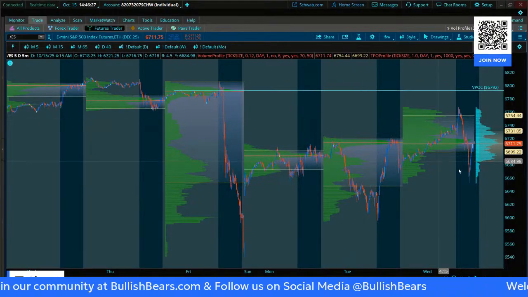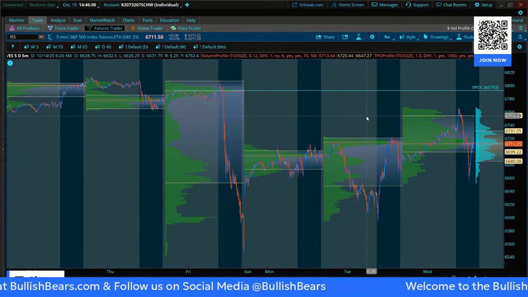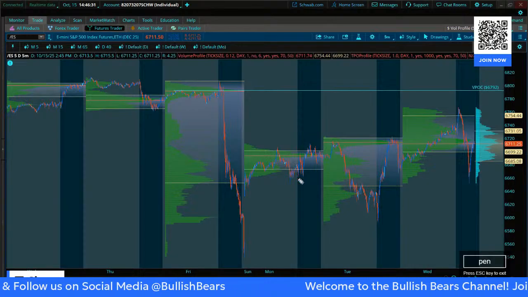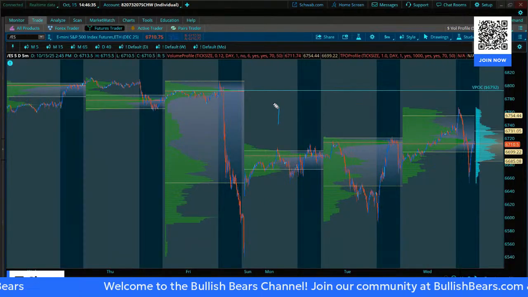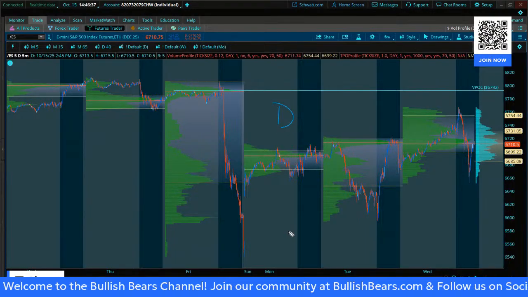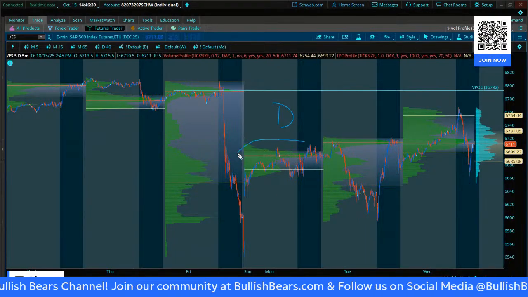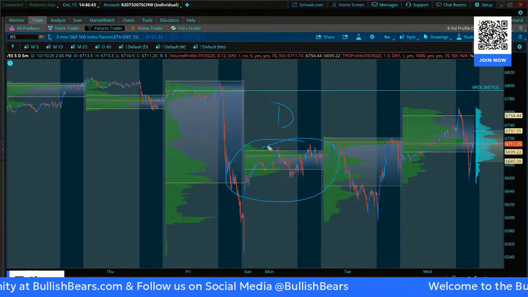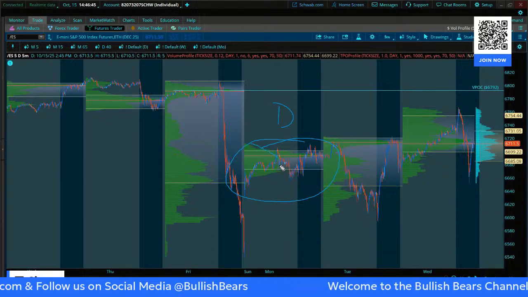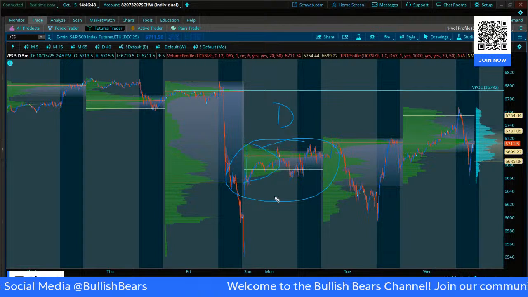One of the things that we do with these profiles is we consider the shape of the profile. You might have heard me say things like it's a classic D shape profile, like this day here was. If we don't look at price, but we just look at that profile, that's what it was, a classic D shape profile.